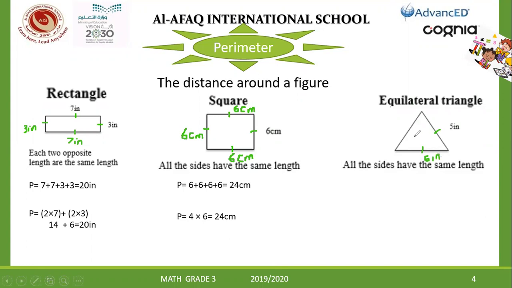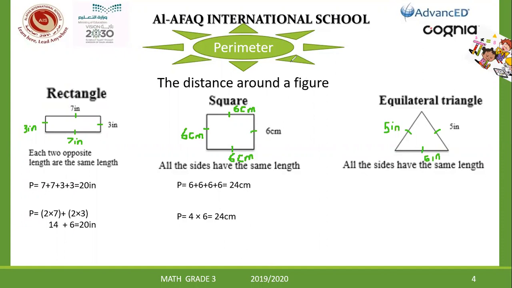And it's also 5 inches. So what about an equilateral triangle? All the sides are the same. So if you have just the length of one side, you can get all the side lengths from this one side.